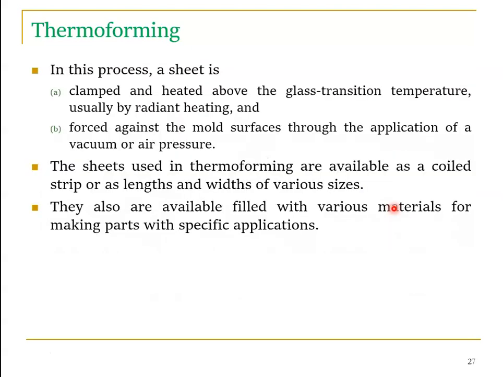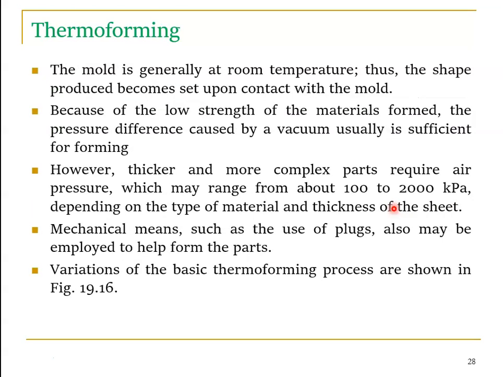In this process, a sheet is clamped and heated above its glass transition temperature, usually by radiant heating, and forced against the mold surface through the application of a vacuum or air pressure. The sheets used in thermoforming are available as coiled strip or in lengths and widths of various sizes. They also are available filled with various materials for making parts with specific applications. The mold is generally at room temperature.